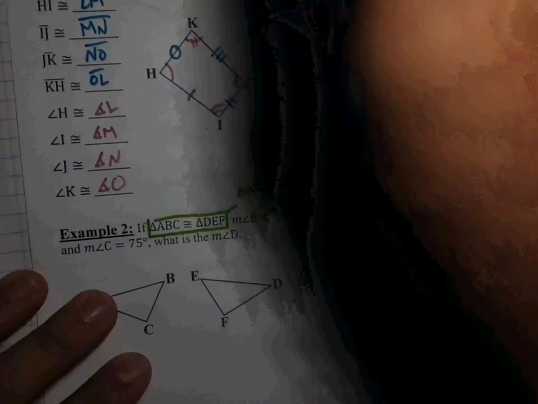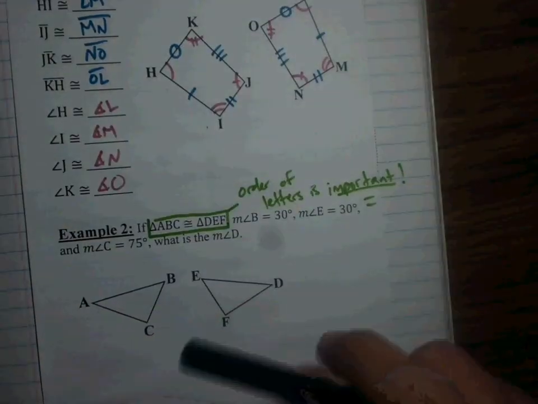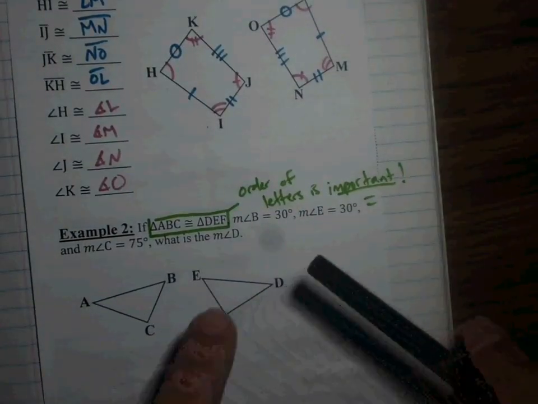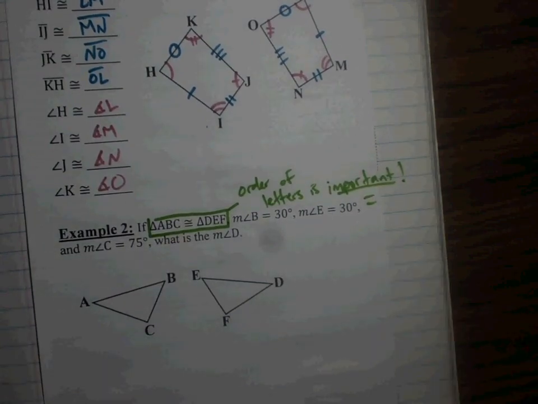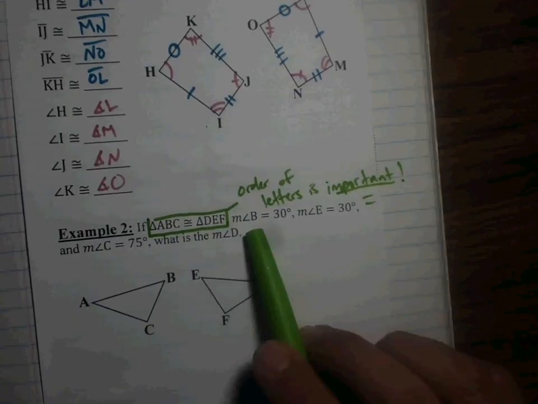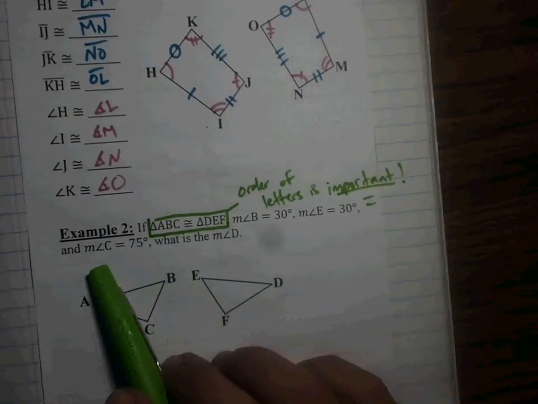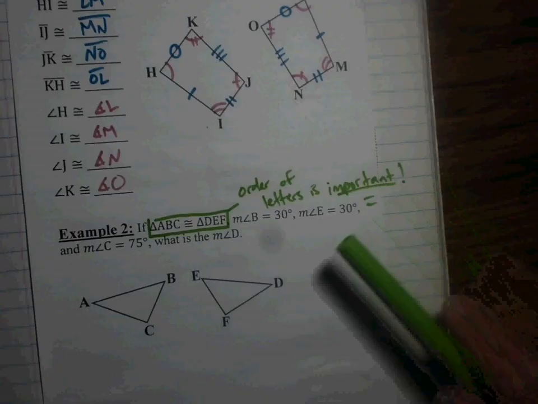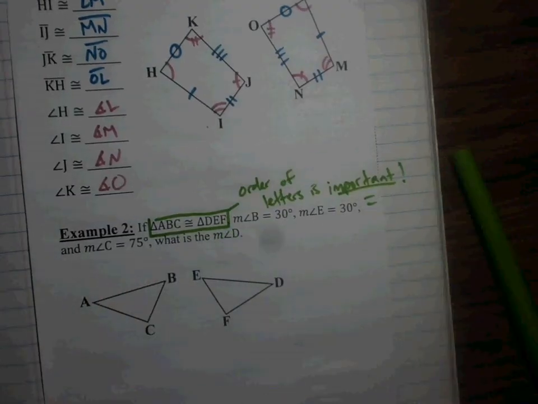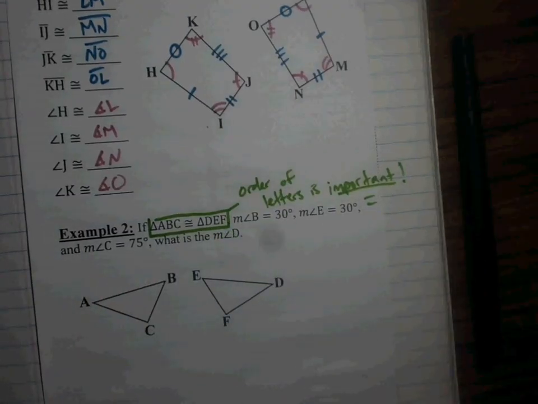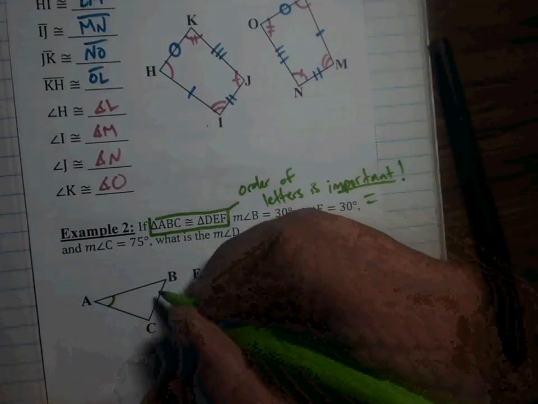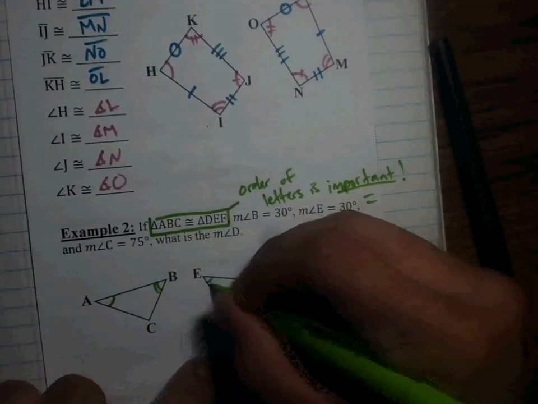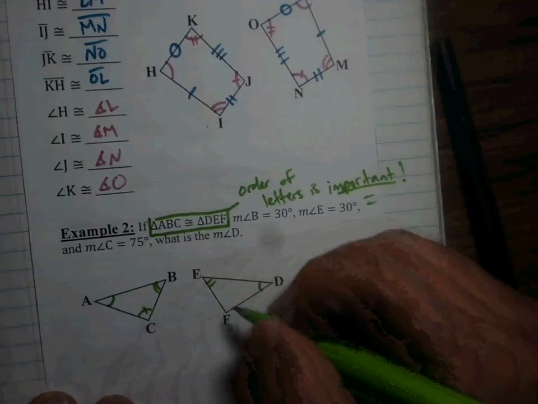All right, and then the next one, same idea. Right now we have these two triangles. We're going to show you what's congruent to what. They are congruent, so we can mark things to be congruent. We have this information where angle B is 30, angle E is 30, C is 75 degrees, and D would be that too, right? But again, because these are congruent, we know that this is congruent to that, and so on and so forth. A is congruent to D, B is congruent to E, and C is congruent to F.